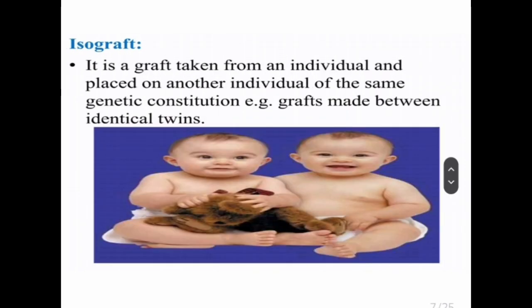The second type is isograft. Isograft is a graft taken from an individual and placed on another individual of the same genetic constituents. It means that the donor is a person whose genetic makeup is identical to the recipient. An example includes the graft made between identical twins.